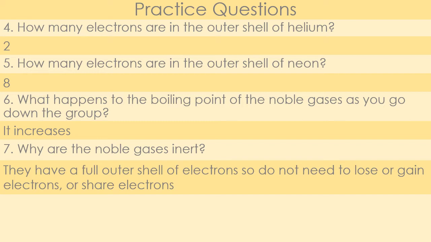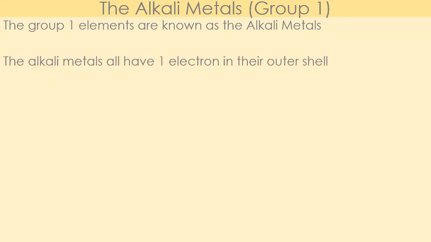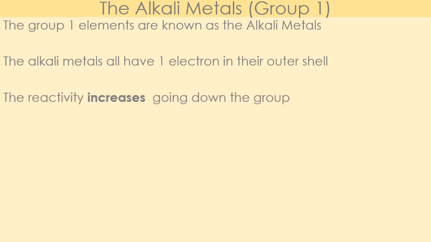We're now going to have a look at another group of elements. So our group 1 elements, those first ones we find on the periodic table, are known as the alkali metals. You've probably met them before. They do react quite well with water. Now they all have 1 electron in their outer shell. We know that because they're in group 1, so they have 1 electron in their outer shell.